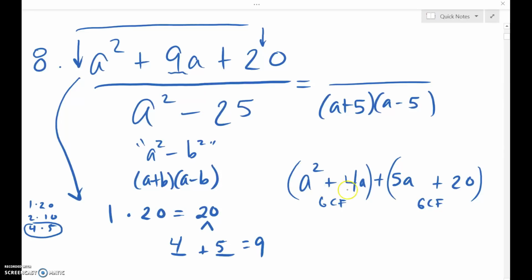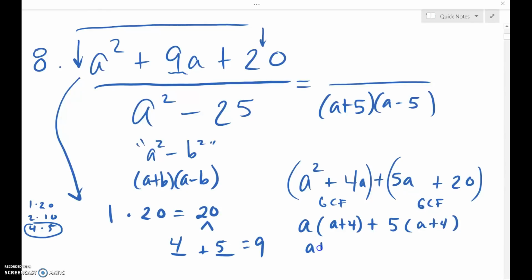So what's the greatest common factor between a squared and 4a? That would be a. So then that leaves me with a plus 4 here. Keep my plus sign to keep everything separated. What's the greatest common factor between 5a and 20? That would be 5. So then I'm left with a plus 4. Now I know that I've done this right when my two factors match here. If they don't match, then you've done something wrong and you need to stop and go back.